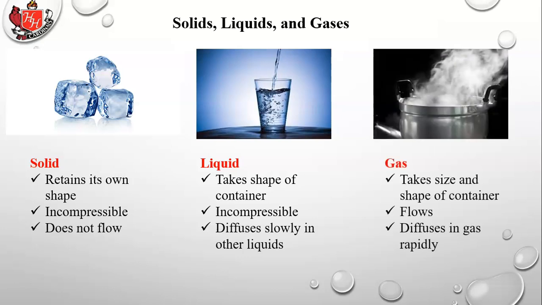Gas takes the size and shape of the container. So the gas molecules inside a bottle of perfume on a warm day will be contained within that bottle, but if you take the top off 15 minutes later, those perfume molecules, you'll smell them all throughout the room, and they're taking on the size and shape of the room. They can flow and they diffuse in gas rapidly.